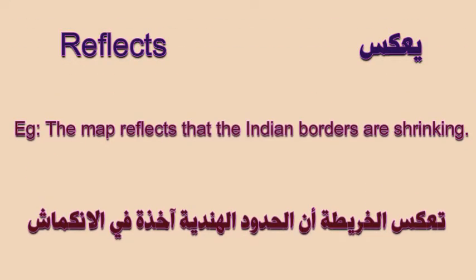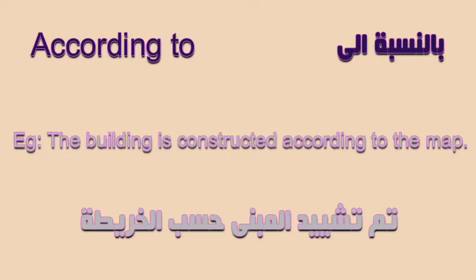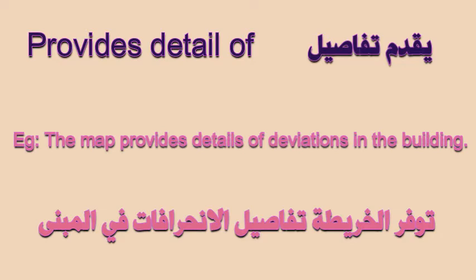Reflects. The map reflects that the Indian borders are shrinking. Shows. The map clearly shows that there would be rainfall in southern areas. According to. The building is constructed according to the map. Provides detail of. The map provides details of deviations in the building.